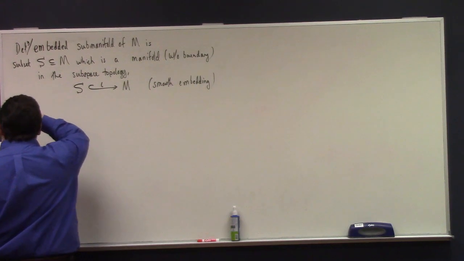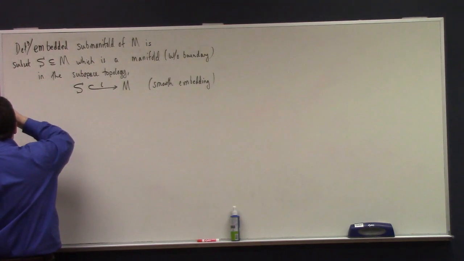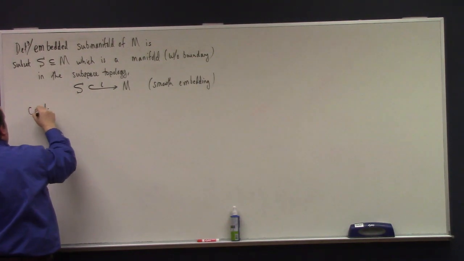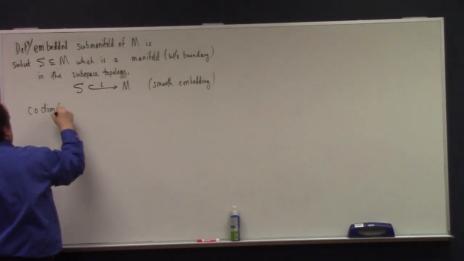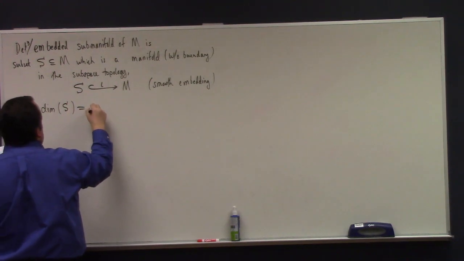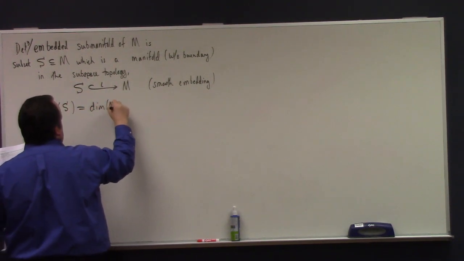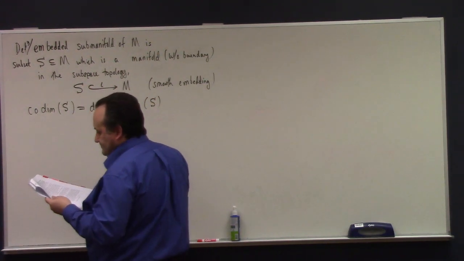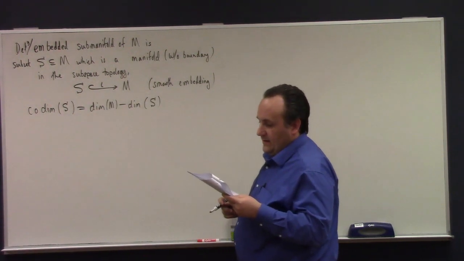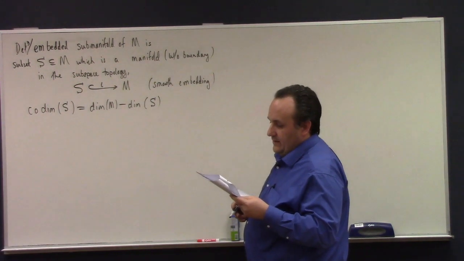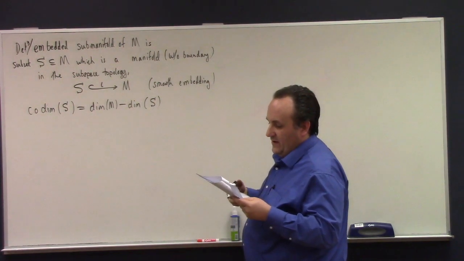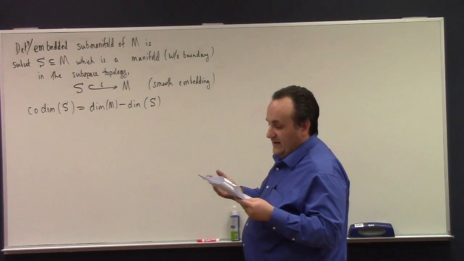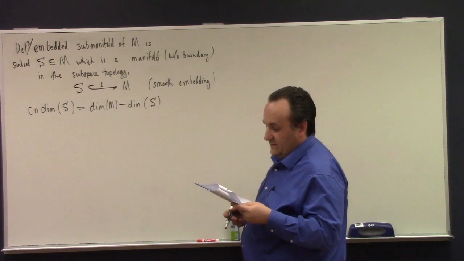The dimension of M minus the dimension of S is called the codimension. The codimension of S is equal to the dimension of M minus the dimension of S. Usually we call the manifold M, which contains S, the ambient manifold for S. He says an embedded hypersurface is an embedded submanifold of codimension 1.